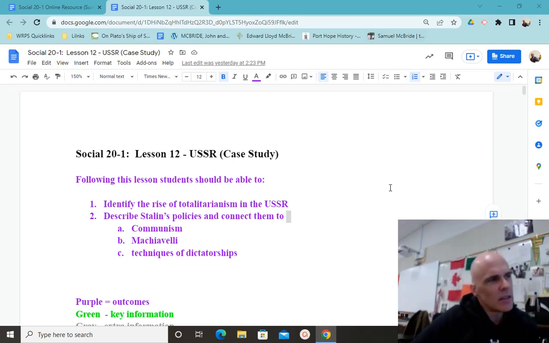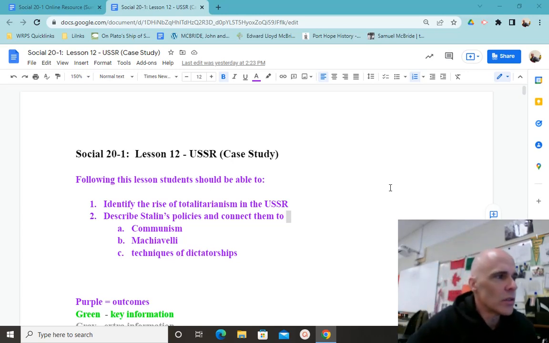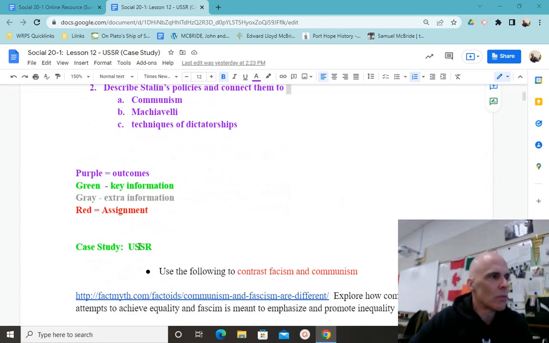After today's lesson on the USSR, we want you to be able to identify the rise of totalitarianism in the USSR. I want you to describe Stalin's policies and connect them to communism, connect them to Machiavelli, and connect them to a variety of techniques associated with dictators to both seize and then later maintain power. The outcomes are in purple, key information is in green as always.